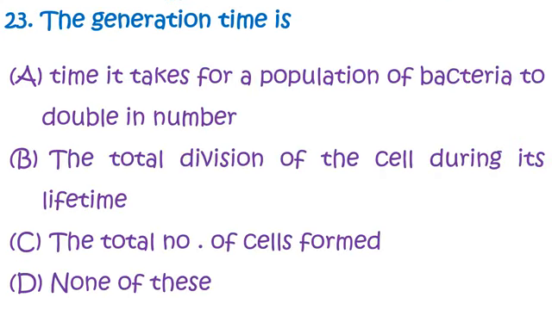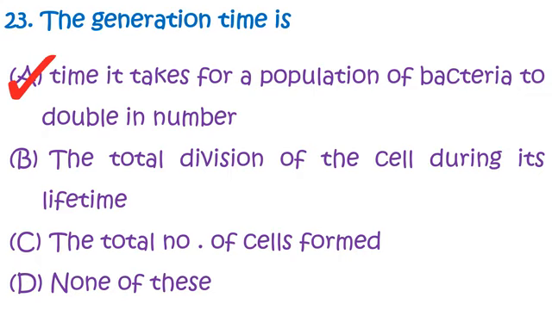Question number 23. The generation time is. Options are option A time it takes for a population of bacteria to double in number, option B the total division of the cell during its lifetime, option C the total number of cells formed, and option D none of these. And the correct answer is option A, the time it takes for a population of bacteria to double in number.